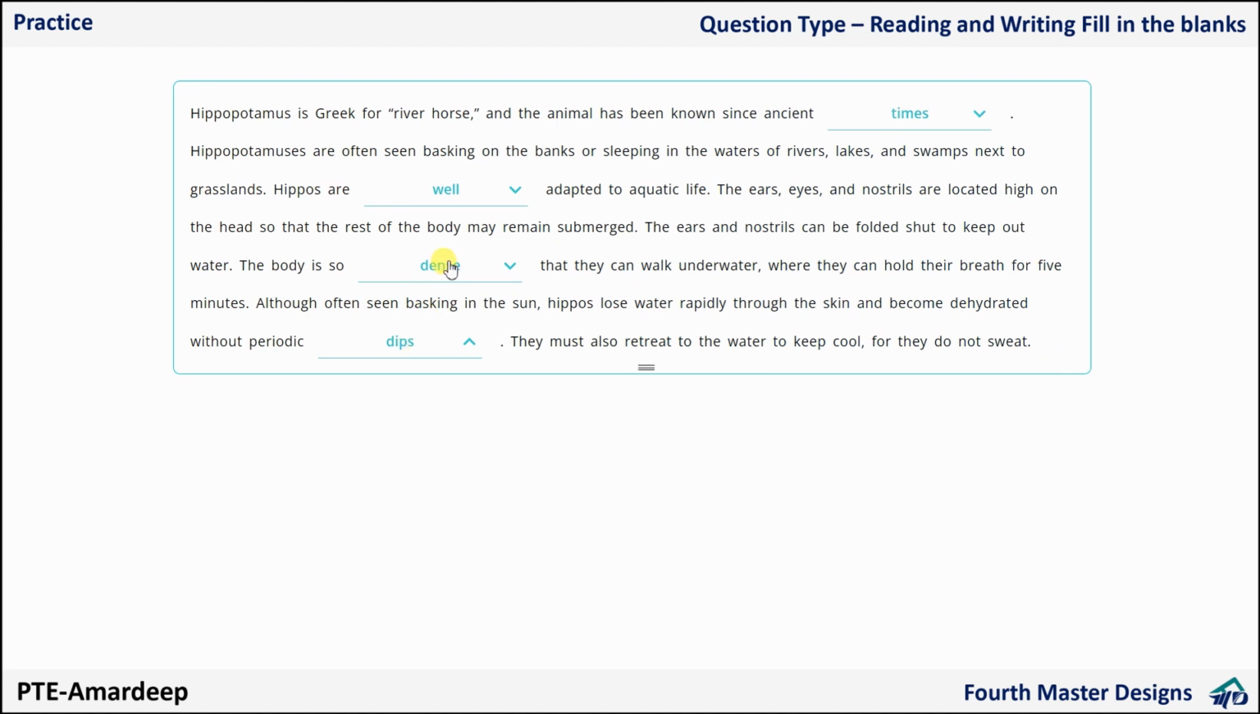Based on sense, eliminated, smart doesn't make sense. It means they can be in water for 5 minutes. They can hold their breath, so it's not like smart. Shallow doesn't make sense. Shrewd, different meaning. So I'm left with dense only. And this ancient times, well, I'm not discussing. If you face problems in these types of sentences, then it's going to be very difficult. These, you know, filling the blanks. Okay, guys. Now I'm jumping to the next one.